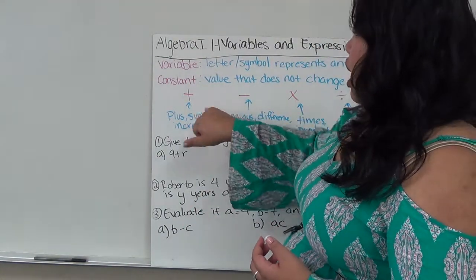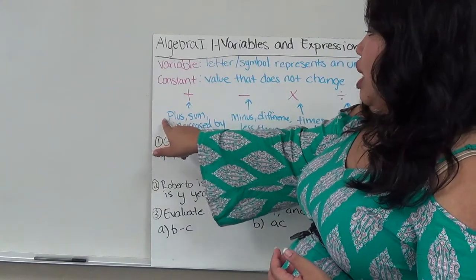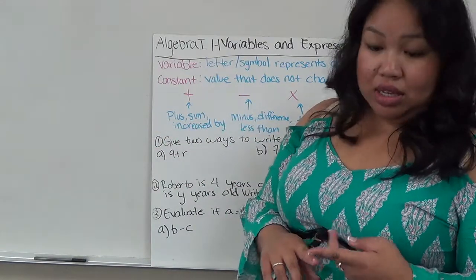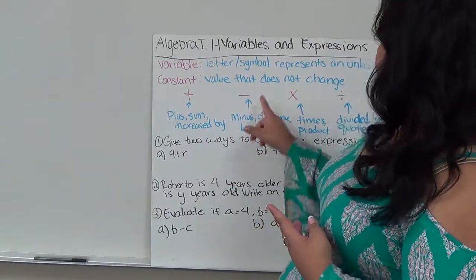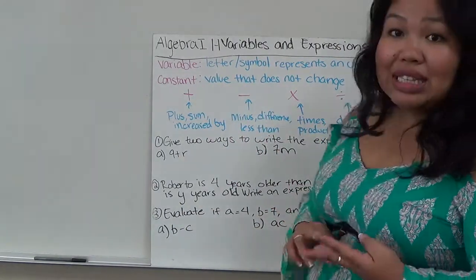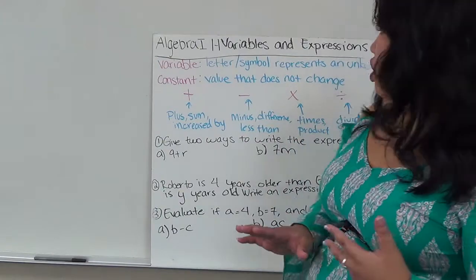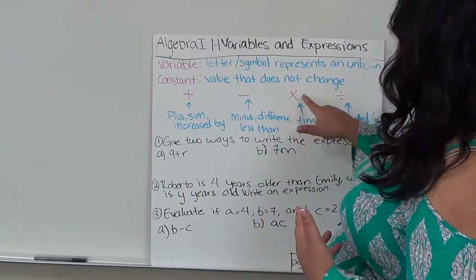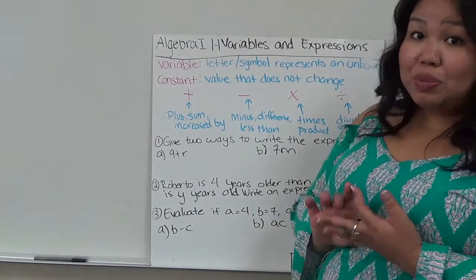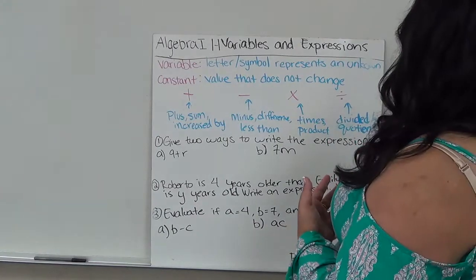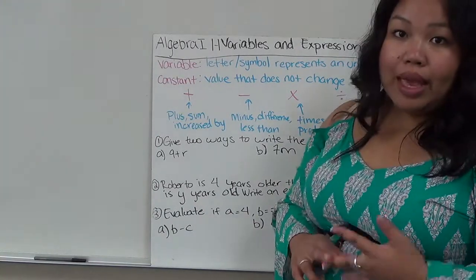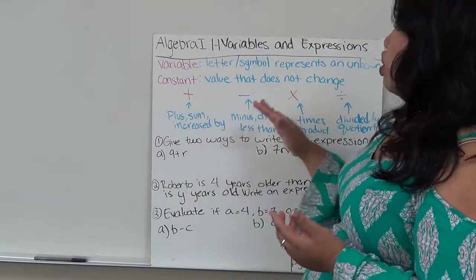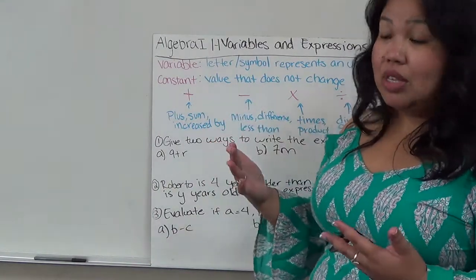plus, okay, the plus sign you can say that two numbers are being plussed. Sum is a term that you can use, increased by. This one is minus, difference, less than. These are different terminologies that you can use. For this is times, product, multiplication, multiplied. This is division, divided by, quotient. Okay, there's different terms. These are just examples.